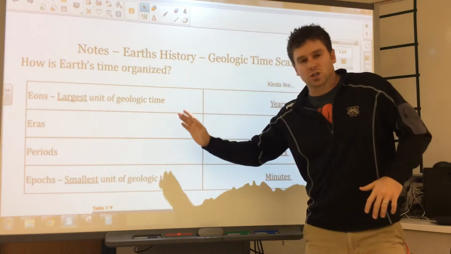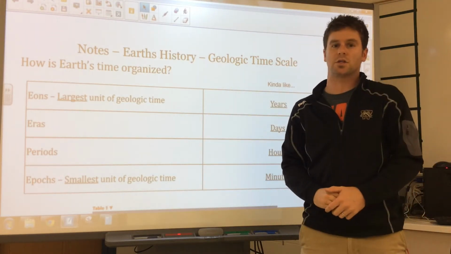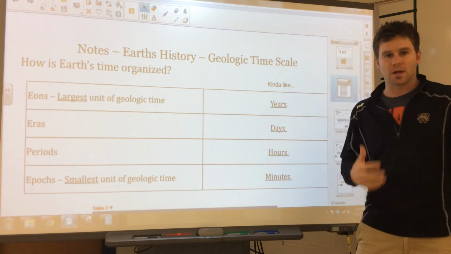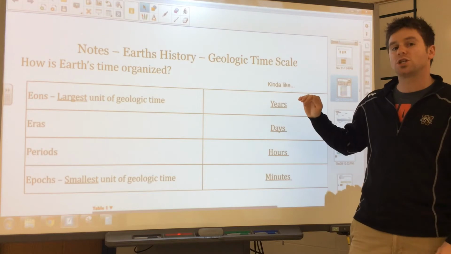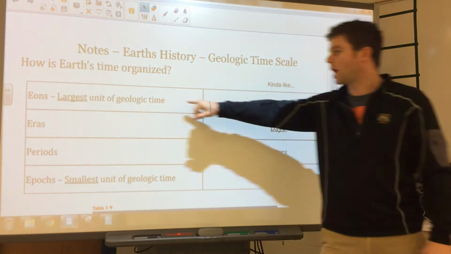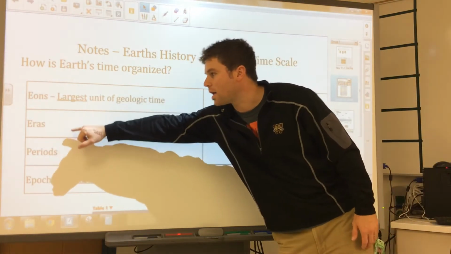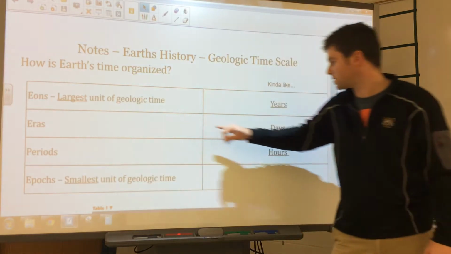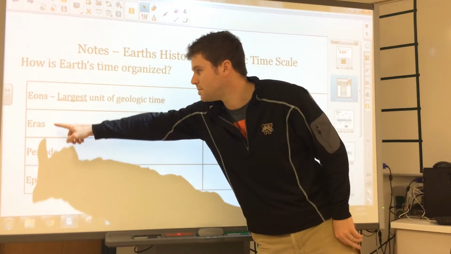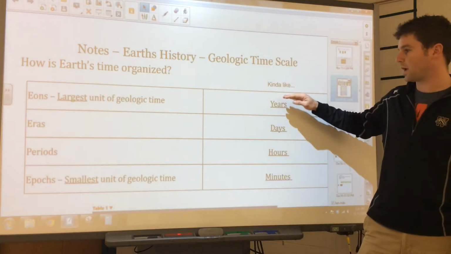Okay, so first of all, we have to divide this 4.6 billion years into different times, just like we do our days and our months and our years. So the largest geologic time unit is called the eons, okay? And that's kind of like our years. And then we go down, and eras make up eons. So that's kind of like days make up years. And then periods make up eras, which make up eons. Hours make up days, which make up years.